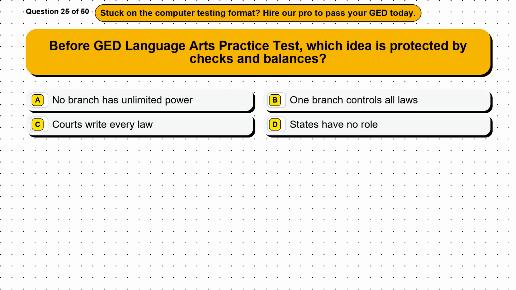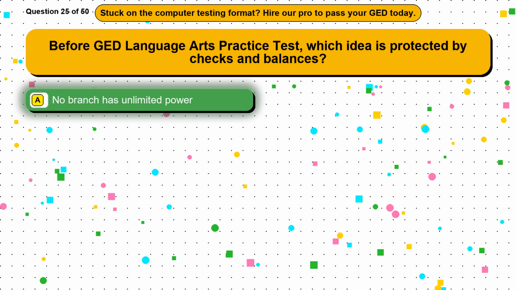Question 25. Before GED Language Arts Practice Test, which idea is protected by checks and balances? Option A, no branch has unlimited power. Option B, one branch controls all laws. Option C, courts write every law. Option D, states have no role. The correct answer is option A.